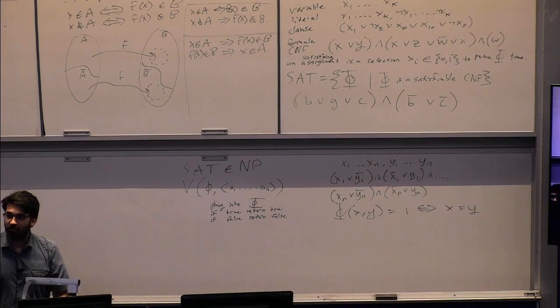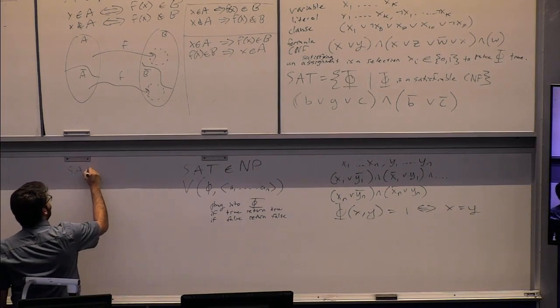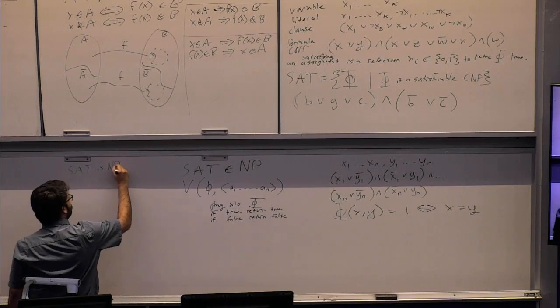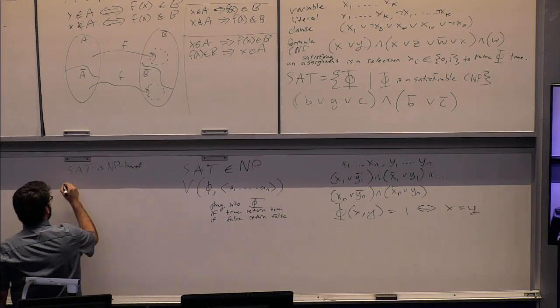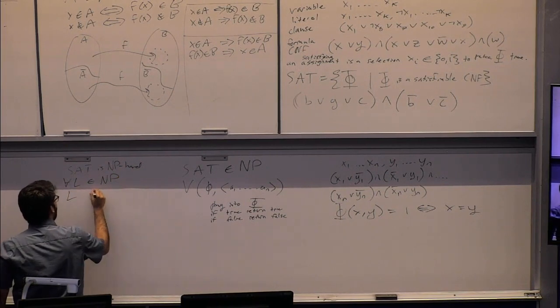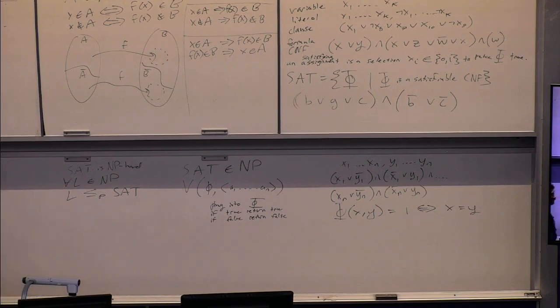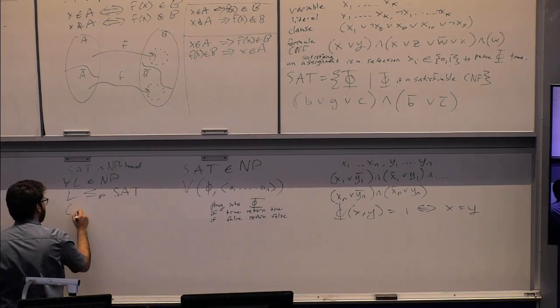Right. Now let's prove the hard, quote unquote, prove the next way. We want to prove that SAT is NP hard. So we're going to prove for all L in NP that there's a polynomial time reduction from L to SAT. Now, we're not going to do this. This is called the Cook-Levin theorem.